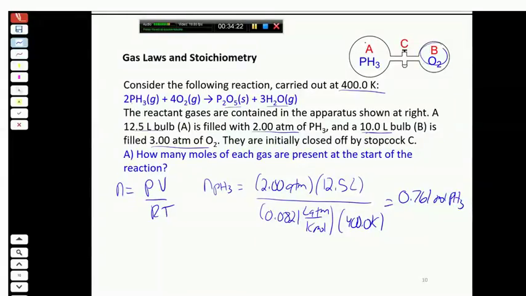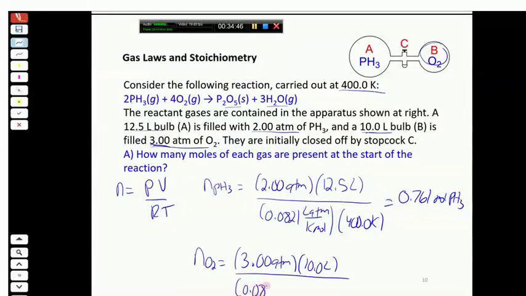And then we're also asking you to figure out how many moles of oxygen are in the second one, flask B. So for oxygen, we see that the pressure is 3.00 atmospheres. That's the pressure of the oxygen sample. The volume of bulb B is 10 liters. And then RT is the same. The universal gas constant, of course, doesn't change, and we're doing this all at 1 temperature, so it's going to be 400 Kelvin. And so the number of moles of oxygen is going to be 0.914.